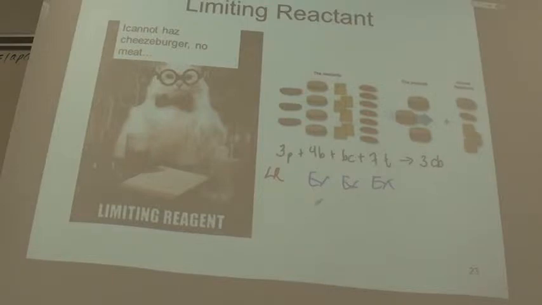How many buns were used in the formation of our product? 3. 3 buns were used. How many cheese were used? 3. 3 cheese were used. And how many tomatoes? I think 6. I think it's 1 tomato per. Oh, no, it isn't. It's 2 tomatoes per, isn't it? Okay, so 6 tomatoes were used. There we go. Everybody clear on that? Yes. Absolutely.